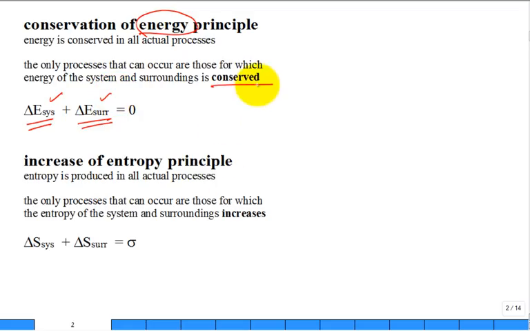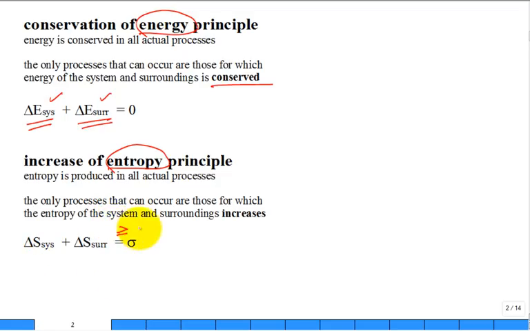But entropy, the other property, there's an increase in entropy principle. So I have a system. It interacts with the surroundings. During the process, the system's entropy changes and the surroundings' entropy changes. And guess what? It's always greater than or equal to 0.